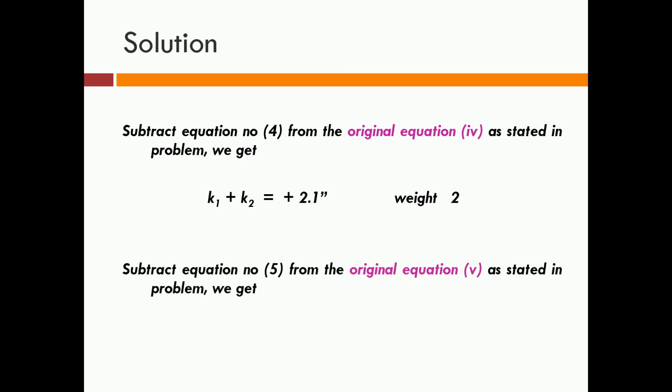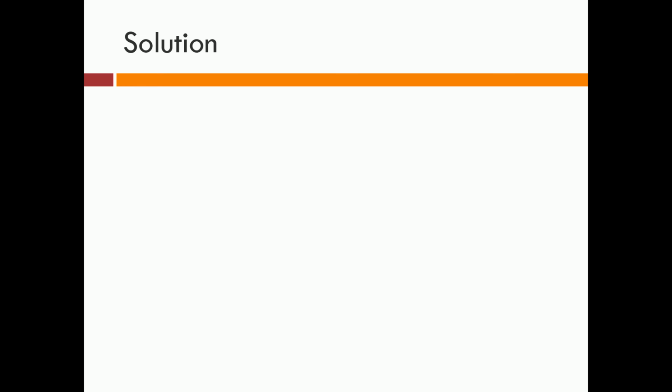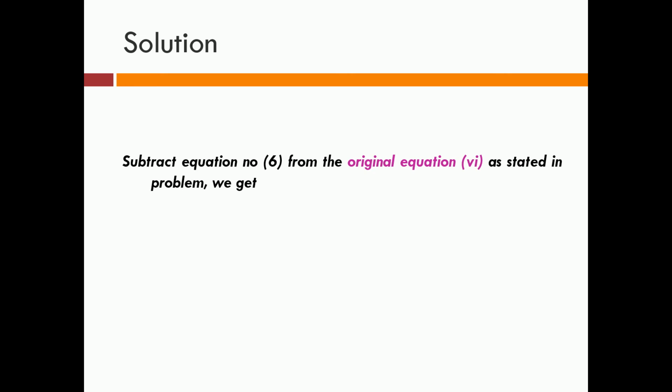If you subtract equation number 5 from the original equation, then you will get K2 plus K3 is equal to plus 0.5 seconds, weight is 1. And for the last equation, that is equation number 6, you will get the reduced form of equation: K1 plus K2 plus K3 is equal to plus 1.5 second with weight 1. Here the advantage is that the large numbers are eliminated. Nowhere will you find degrees like 100 degrees, 200 degrees or 17 degrees.